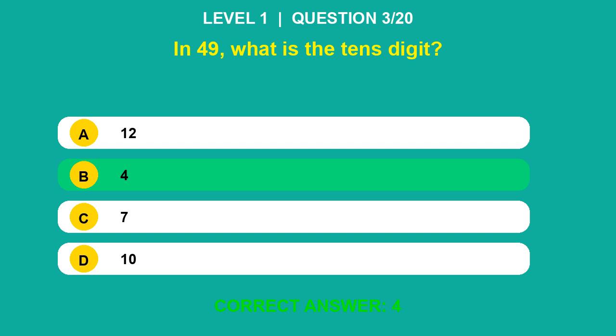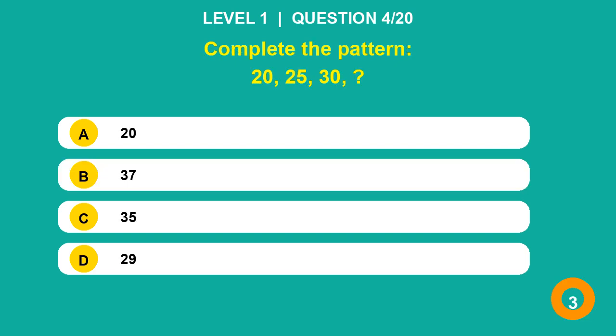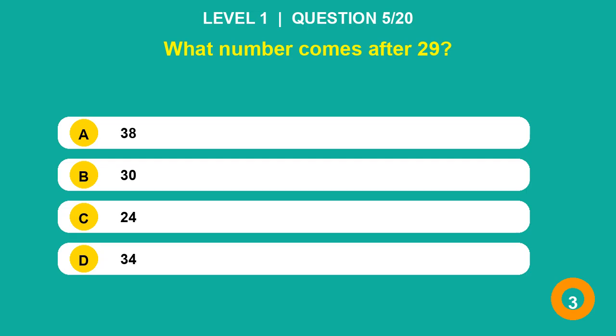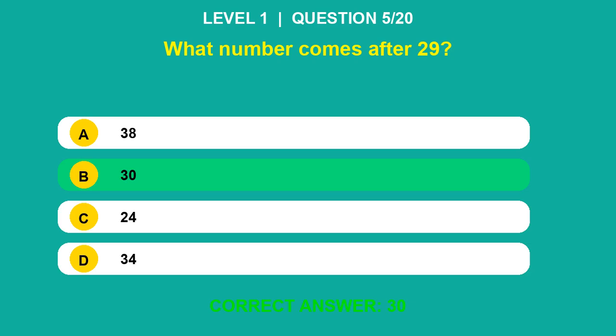Answer is 4. Complete the pattern. 20, 25, 30. Answer is 35. What number comes after 29? Answer is 30.